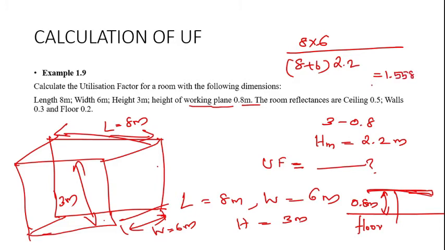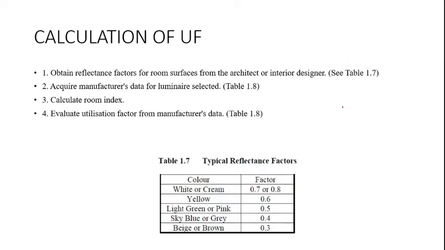Actually this has no unit, so this is a value only, a factor 1.558 I got, and I am taking it as approximately 1.5. So I got the room index value. So the first step is, obtain reflectance factors for room surfaces from the architect or interior designer from table 1.1.7.